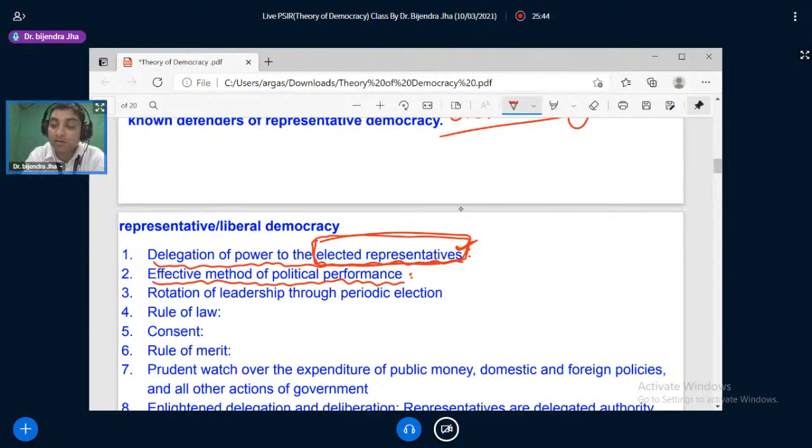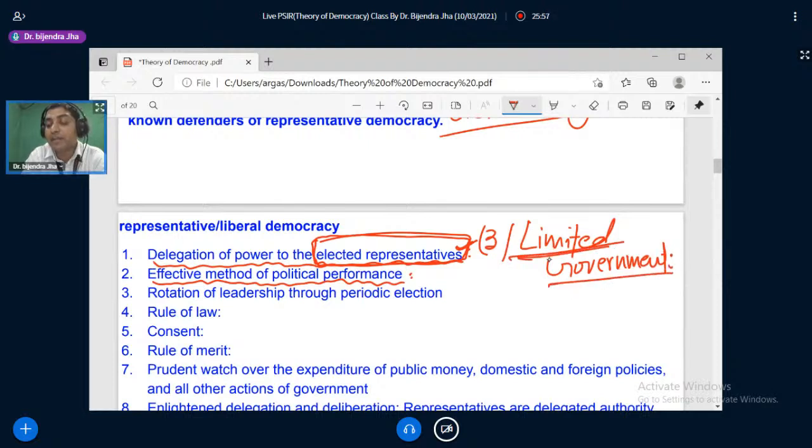Thirdly, I'm just changing the pattern. Third, it is a limited government. It means the people have the right to change the government if the government is not working in favor of the people, okay? So in representative democracy, government is a trustee of the people, because people vote on the basis of trust that the elected leader will work for the benefit of all, right? So the government is very much limited. If the government doesn't work in favor of the people, then people have a right to change the government, right?